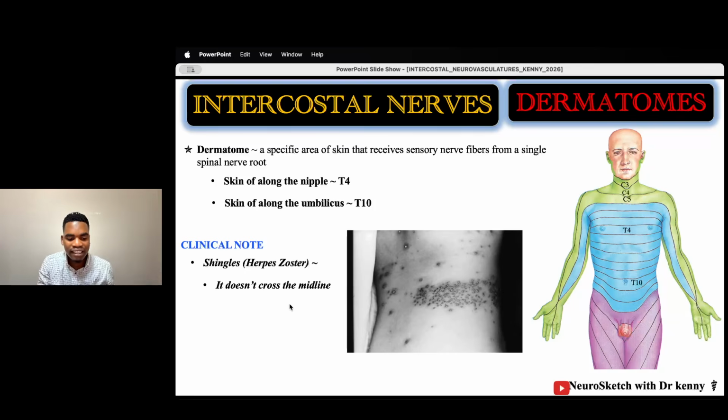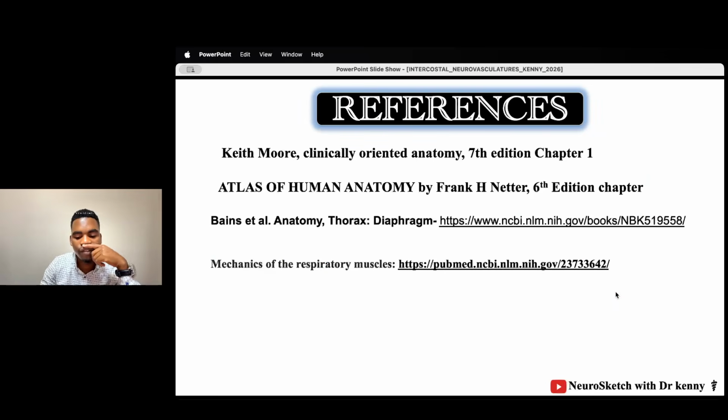Another important thing to note is that shingles usually do not cross the midline. Why don't they cross the midline? Because we have two nerves. For example, if the T8 on the right side is affected, it means the left side is not affected, so we do not expect to see manifestation on the left side. They do not cross the midline. That's herpes, and it's very important. But the take home from this dermatome discussion is that the nipples are at the level of T4, and the umbilicus, the belly button, is at the level of T10.